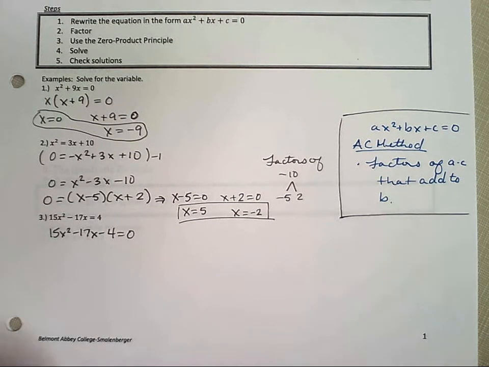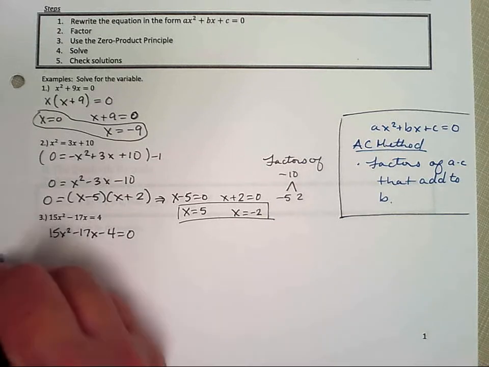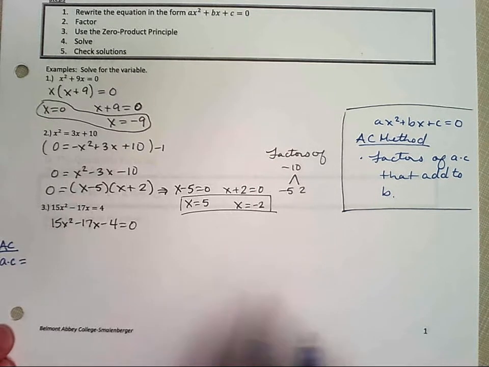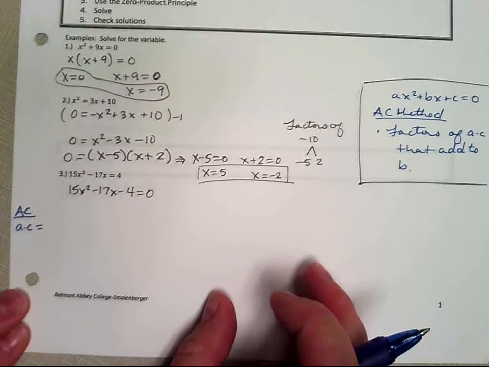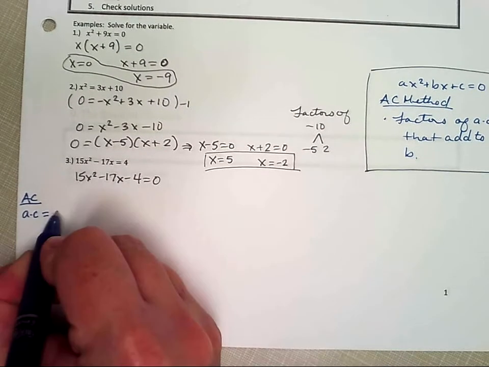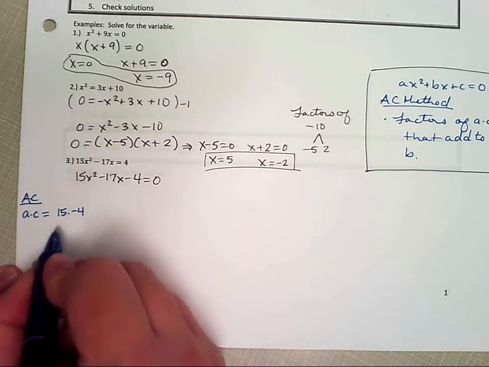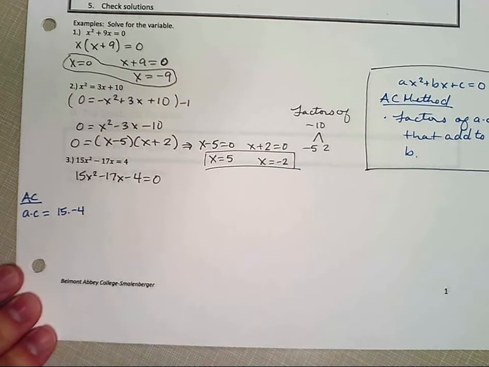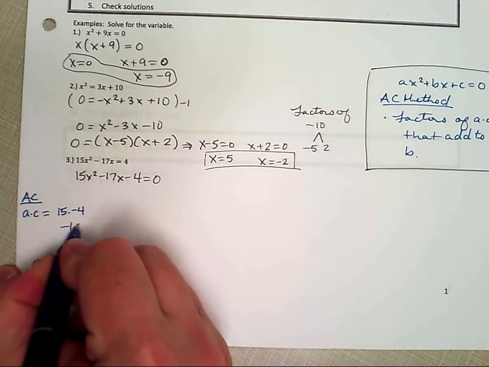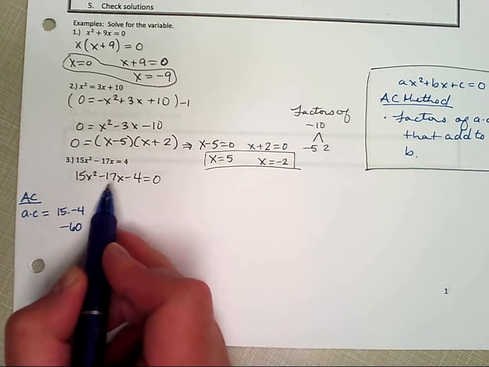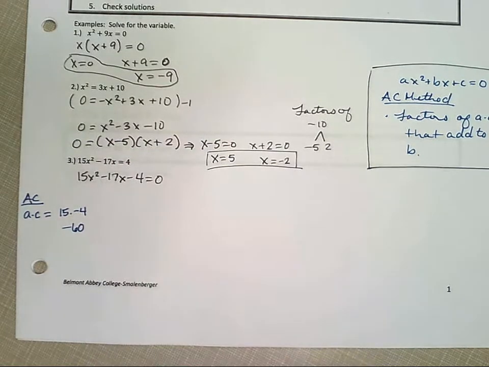All right, now we're going to do the AC method. So let me do AC. I'm saying A times C. What's my A? What's my C? 15 and negative 4. What's 15 times negative 4? Negative 60. So I need factors of negative 60 that add up to my B term, and here my B is negative 17.